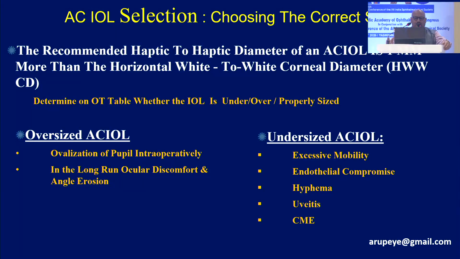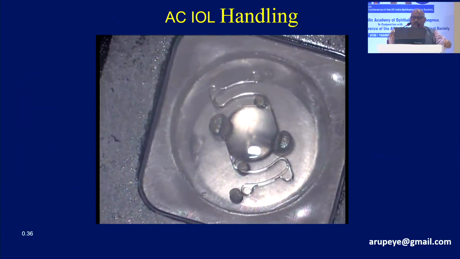There are hazards with an oversized ACIOL, and I'll be showing you some of the pictures, anterior segment images, ovalization of the pupil during surgery. At that time itself we will know that it is an oversized AC lens and it has to be taken out. In the long run, ocular discomfort and angle erosion can always happen. With an undersized ACIOL, there will be excessive mobility, and if you have not expanded it, there will be endothelial compromise. The UGH kind of syndrome and cystoid macular edema may be more common. So this is about the AC lens size.